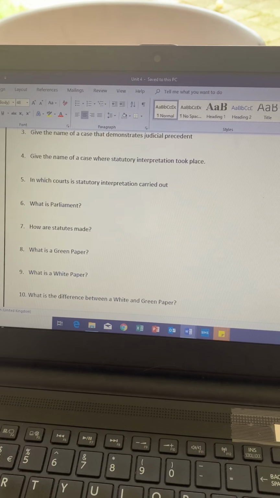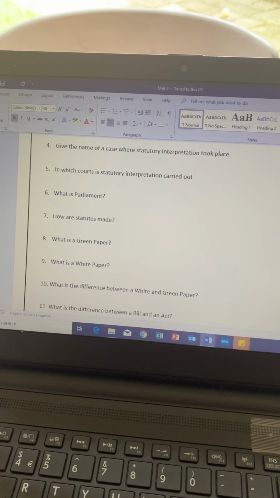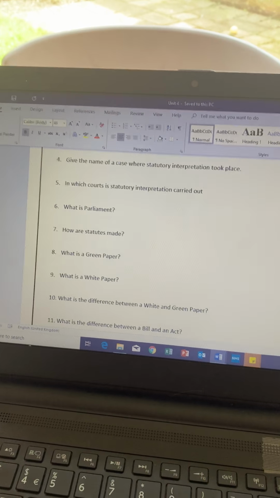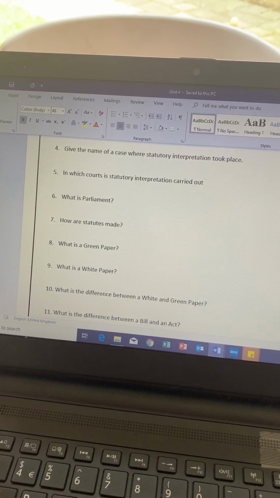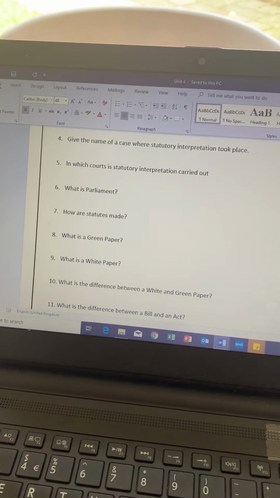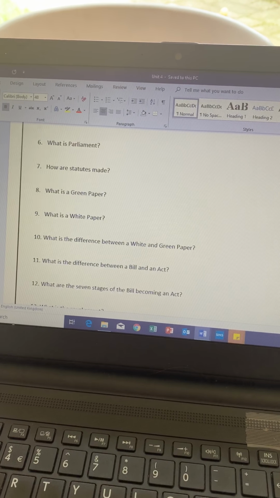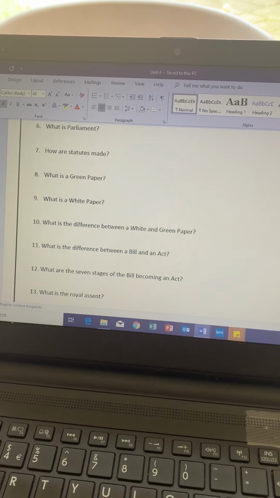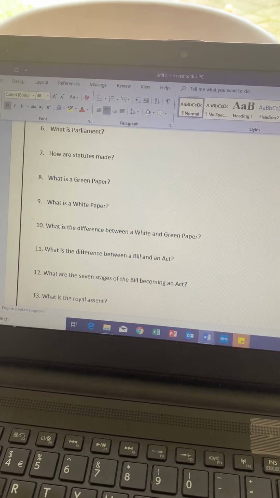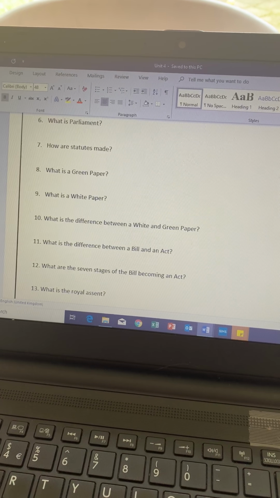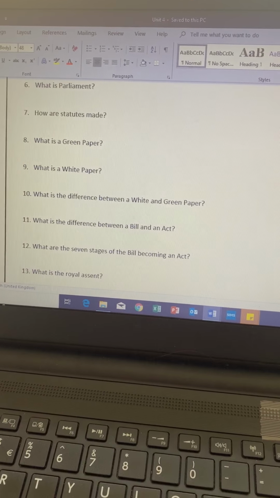Number 10, the difference between a green and a white paper: a green paper is there mainly to promote discussion for a wider audience, the general public, whereas a white paper is making all the amendments and is not there to promote any sort of discussion. The difference between a bill and an act is that an act is an actual piece of legislation that can be enforced by law enforcement, whereas a bill can't be enforced.